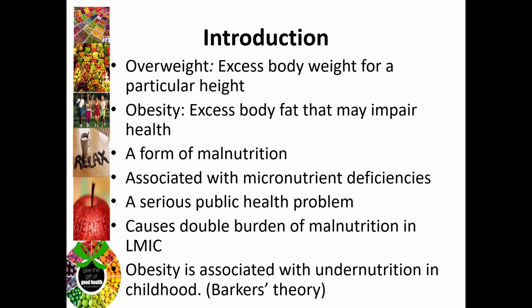I also explained to you in this class, and I like to reiterate, that obesity in adult life is associated with undernutrition in childhood, starting from the fetal stage. A fetus that is undernourished is at higher risk of overweight and obesity later. Children who are undernourished are at higher risk of obesity later.